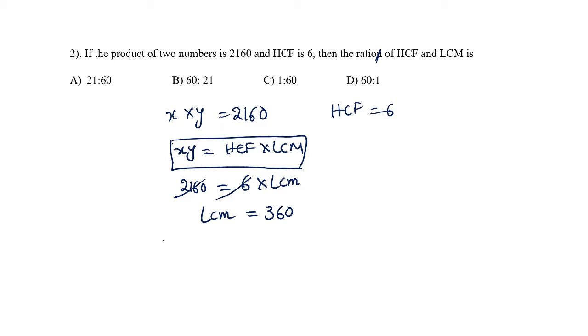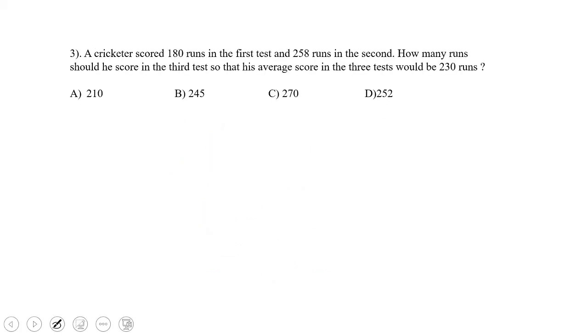Now we should find out the ratio of HCF and LCM. HCF by LCM: the HCF value is 6 and the LCM value is 360. Now see, 6 goes into 360 sixty times. So 1 by 60. What is the answer? 1 is to 60 is the answer. Third option, option C.